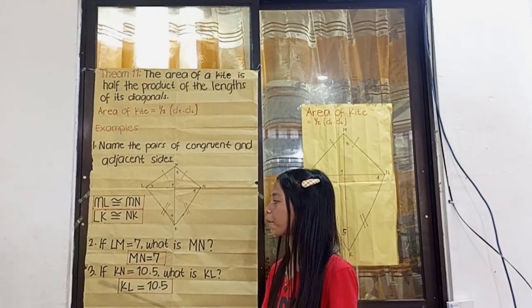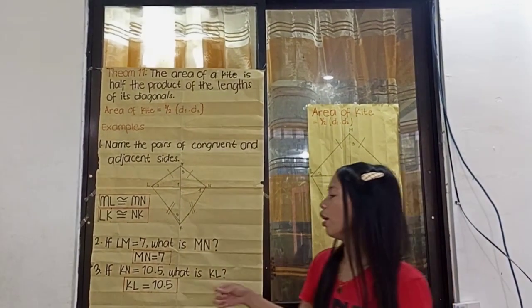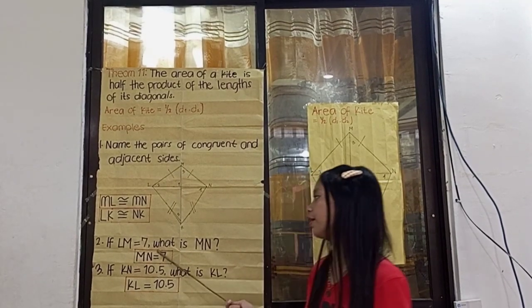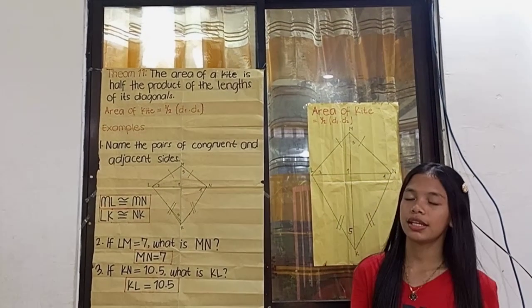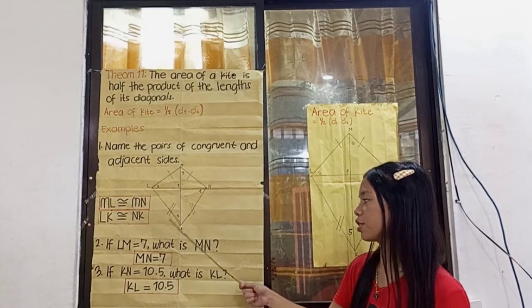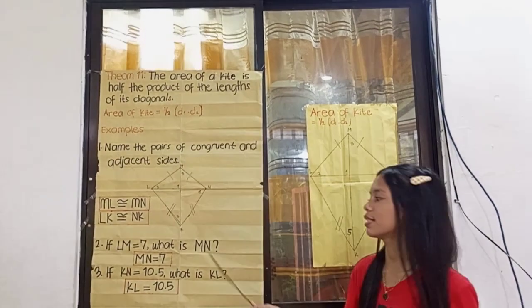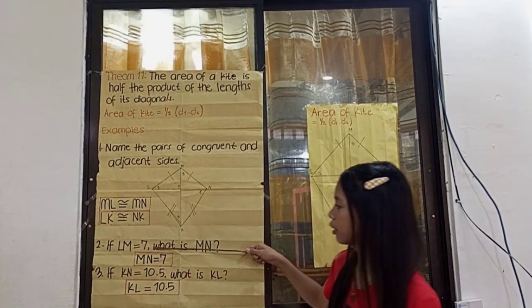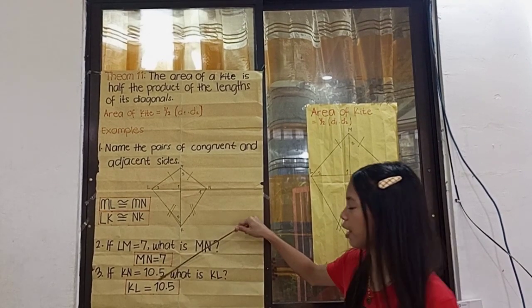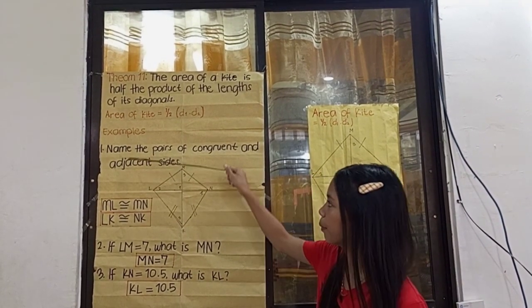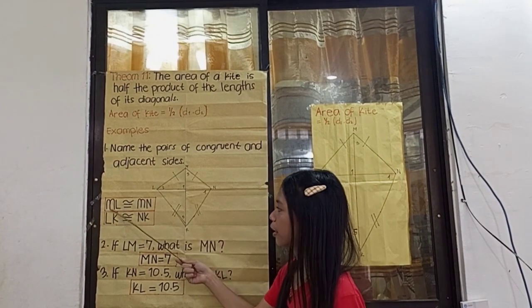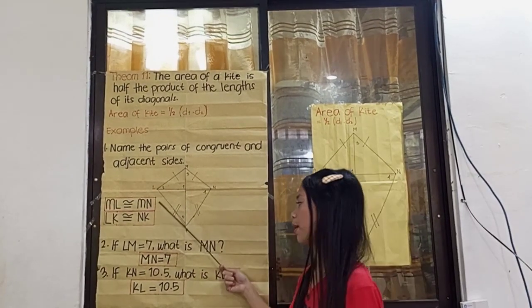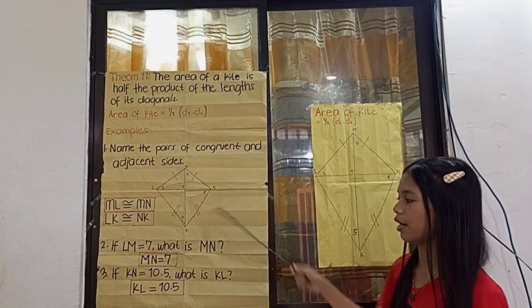Okay, example number 2. If LM is equal to 7, what is MN? Since LM and MN are congruent, they are the same, 7. So the answer to number 2 is 7. Even though they are congruent, it's the same as number 1, where ML is congruent to MN. So, 7.